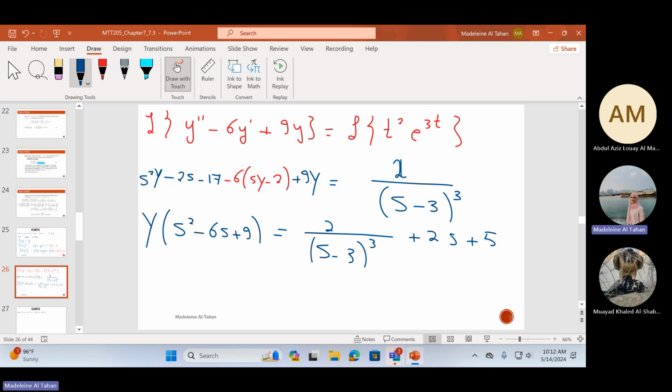Can I get 2 over s minus 3? Yes. This one, t squared, what's the Laplace of it? 2 over s cubed. Okay. And here what do we have? e^(3t). e^(at) means that a is equal to what? To 3. So f of s is 2 over s cubed. F of s minus a: instead of s, put s minus 3. Okay.